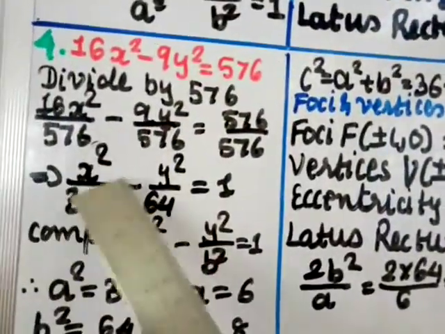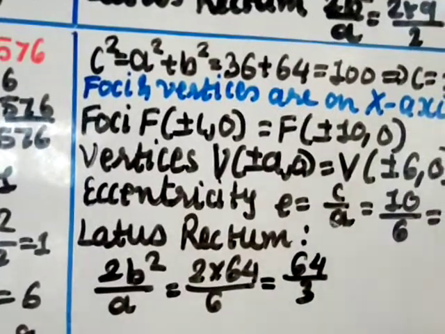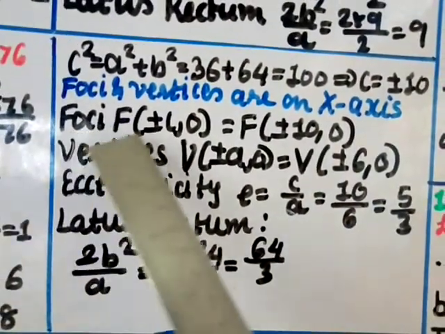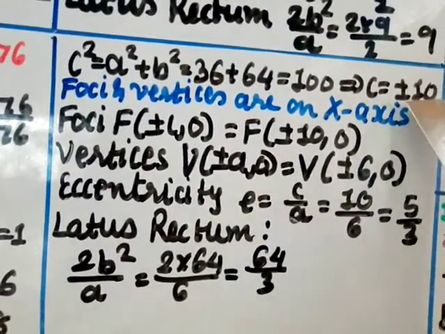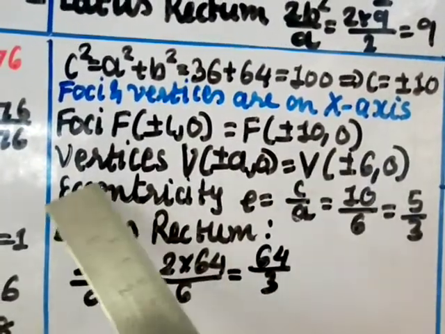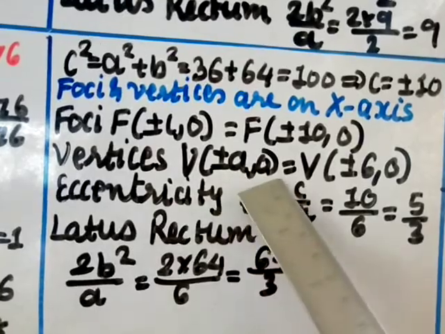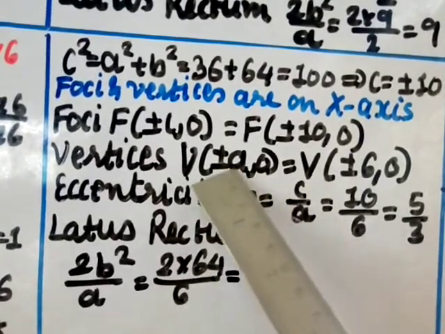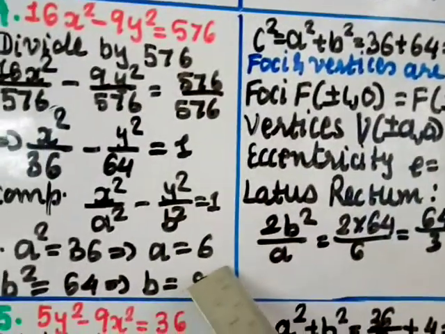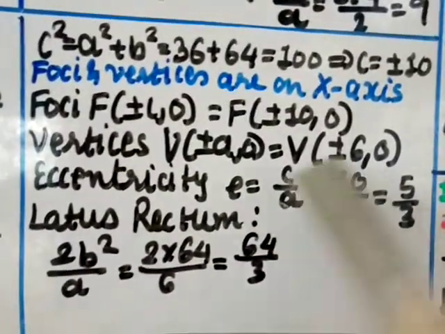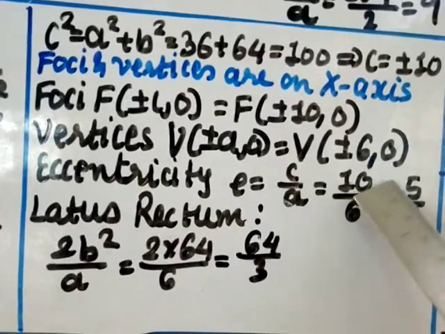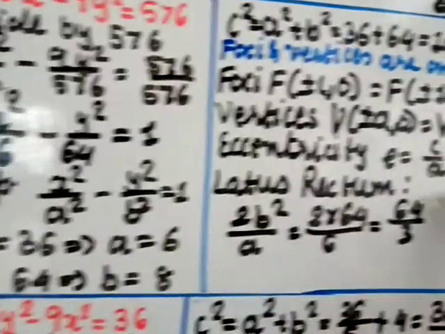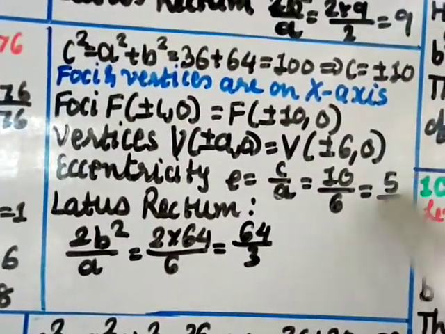Here the denominator of x square is positive. That means the foci and the vertices are on the x-axis. So the foci are of the form plus or minus c, 0, equal to F. The c value is 10, so (10, 0). And the vertices are of the form plus or minus a, 0, equal to V. The a value is 6, so (6, 0). Eccentricity equals c by a. The c value is 10 and the a value is 6, so put 6 here. You can cancel by 2, so you get 5 by 3.